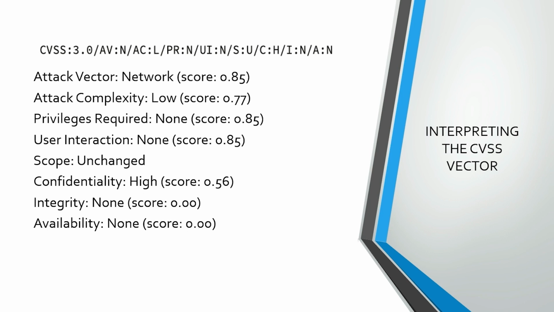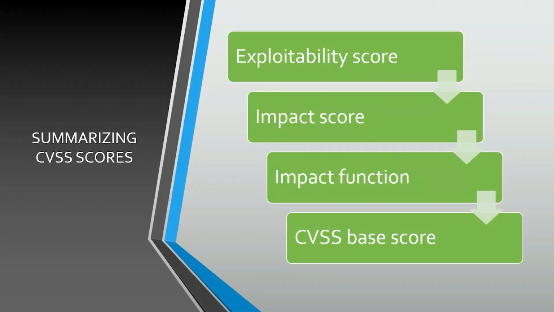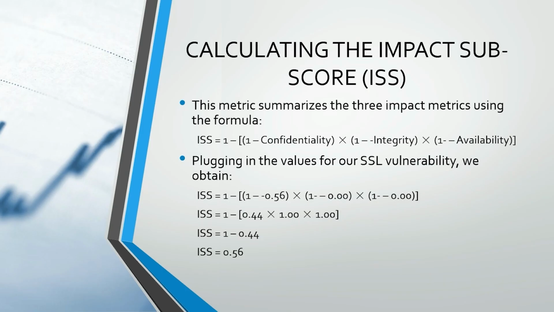Okay. What we do is that we now have to summarize those scores. So we figure out the exploitability score, the impact score, the impact function, and that turns into the CVSS base score. Do not get intimidated. This is surprise math, but it's not difficult math. Okay. This is basically how you do it.